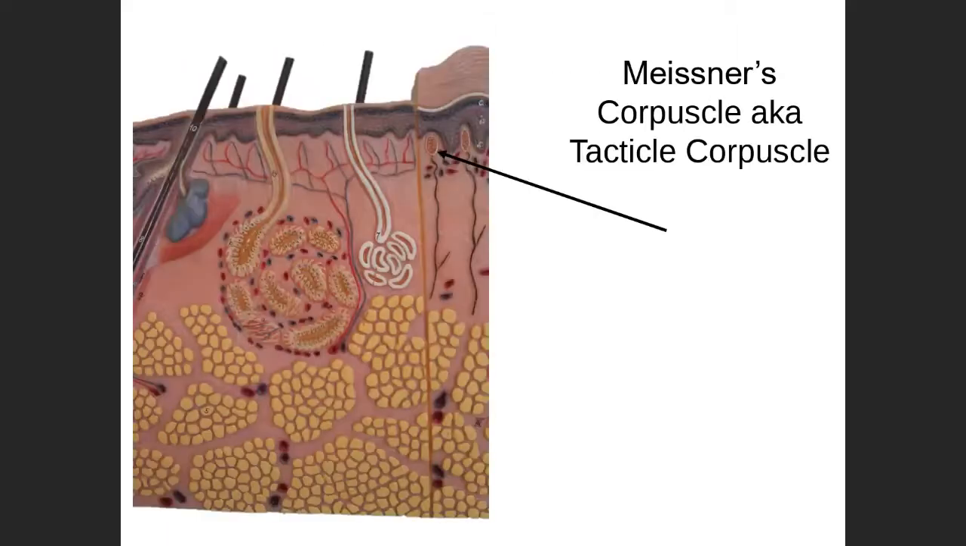I think I already showed you guys this one. Oh, sorry. I was like, wait a minute, I've already shown you that. This is just on a different model. Here's the Meissner's corpuscle or the tactile corpuscle on the actual skin model that we've been using. I almost confused myself there.